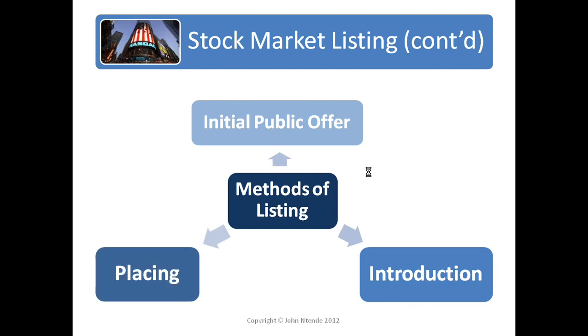Then we have something called a placing. A placing is an offer, this time to a smaller number of institutional investors. This could be pension funds or insurance companies. So, 3 forms of listing: the IPO, which is an offer to the general public, an introduction, which is simply the stock market granting a quotation, and finally a placing, which is simply an offer to a few institutional shareholders.